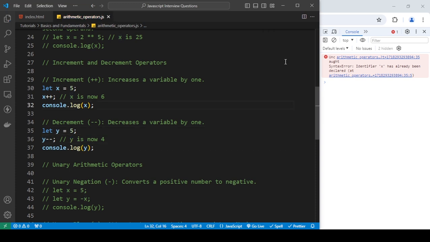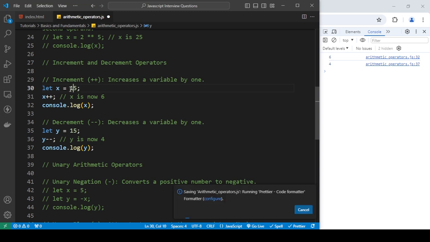So while this is loading, the increment operator increases a variable by 1. So x is equal to 5, so it will be equal to 6 now. And with y, the decrement operator decreases a variable by 1. It's 5, so double minus is going to make it 4 now. Even if this was like 15, let's say, both of these are 15.